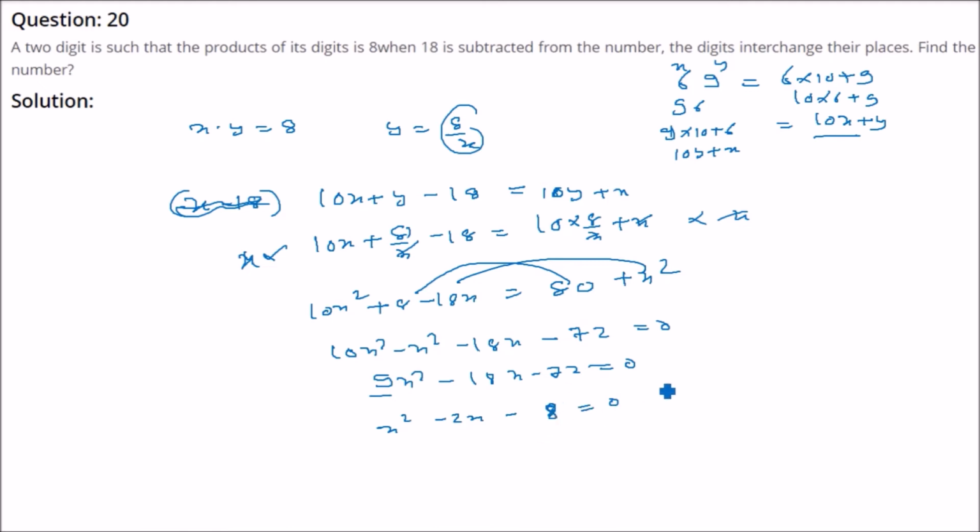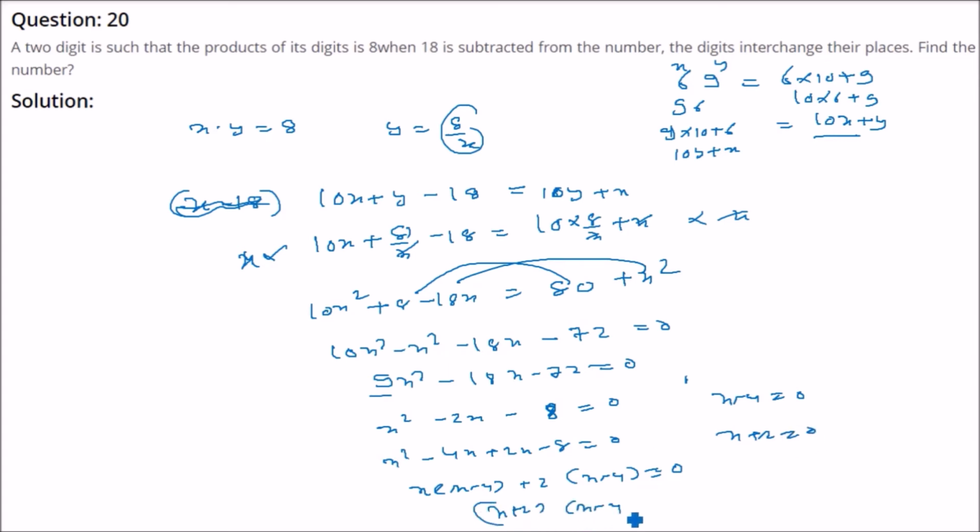So this 8 you can write as 2 into 4. So x square minus 4x plus 2x minus 8 equal to 0. Take x common, x minus 4. Take 2 common, x minus 4 equal to 0. So the factors will be x plus 2 and x minus 4.